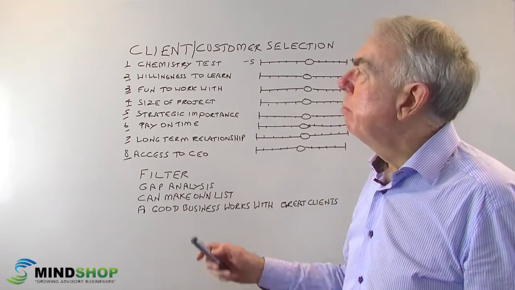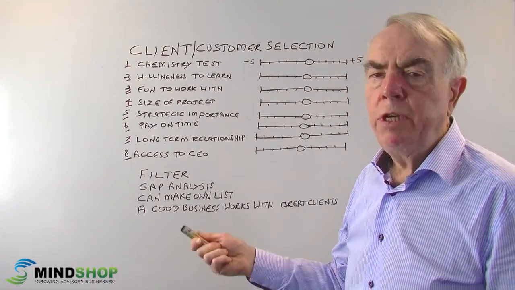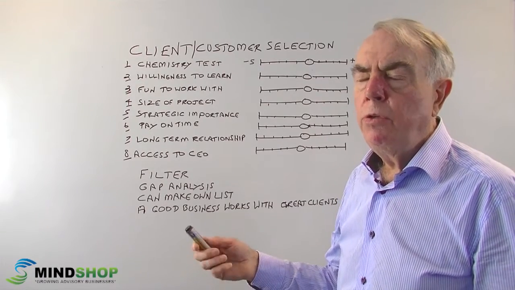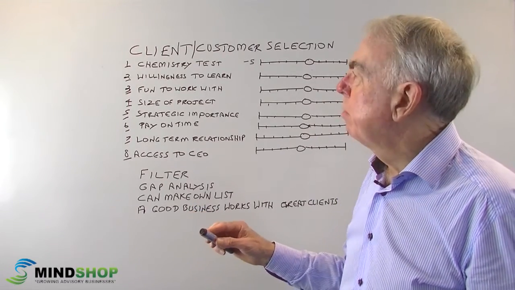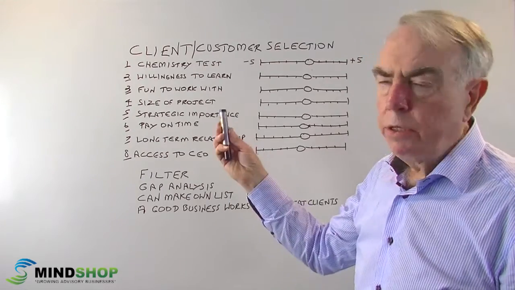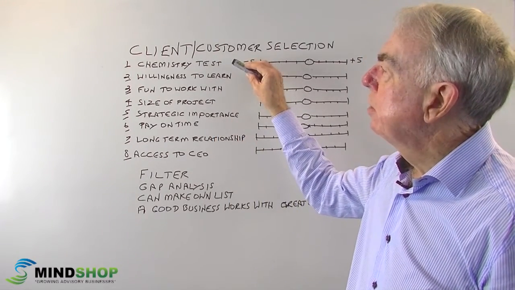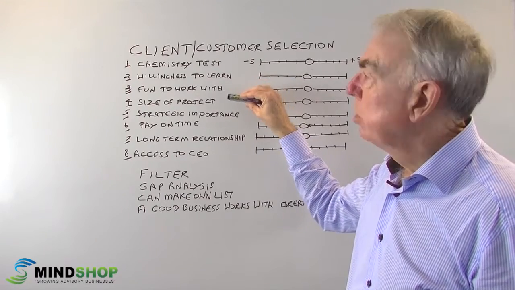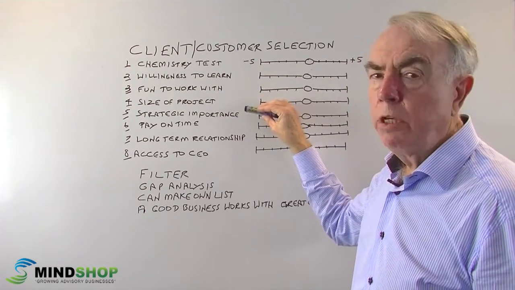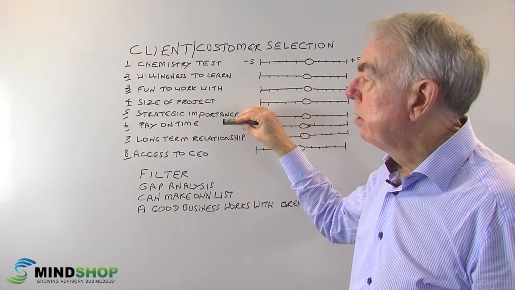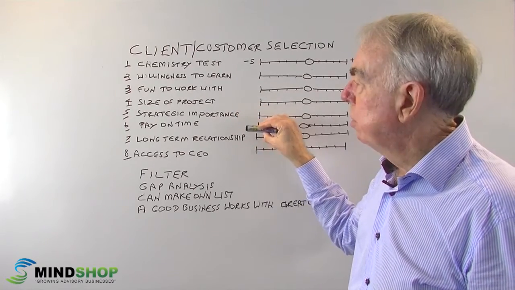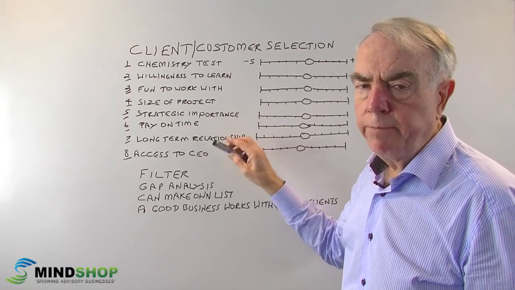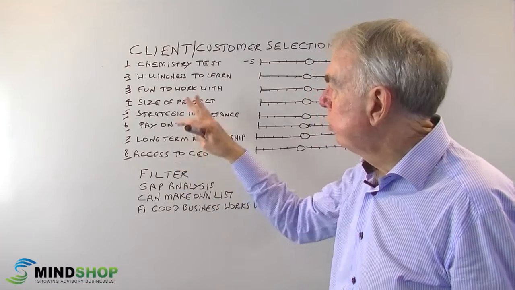First of all, you need to brainstorm the various criteria that you need to use to decide the most appropriate clients to work with. In this example, we've got chemistry test, willingness to learn, fun to work with, size of project, strategic importance, paying on time, long-term relationship, and access to CEO. So you need to determine them.